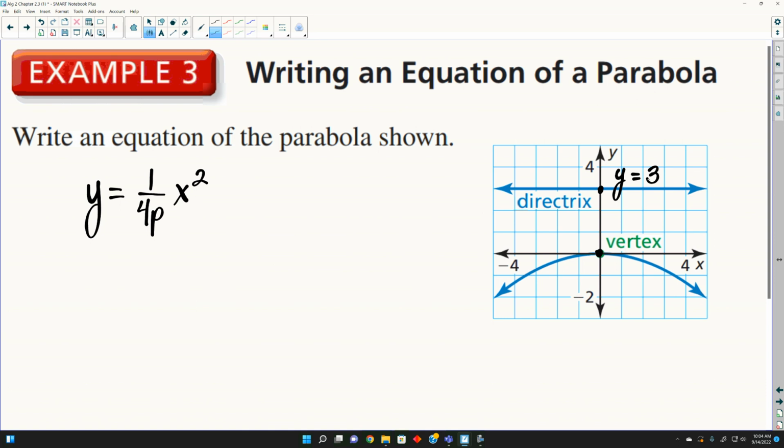So any questions on this here, how we found that equation? Because the directrix is going to be a straight line, either horizontal or vertical. And for this here, the directrix is the equation y equals 3, yes?